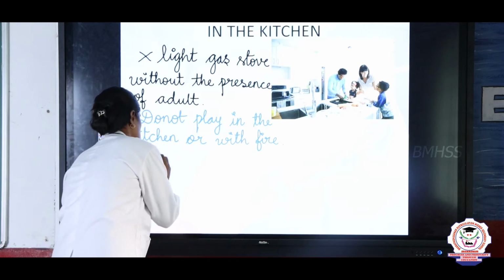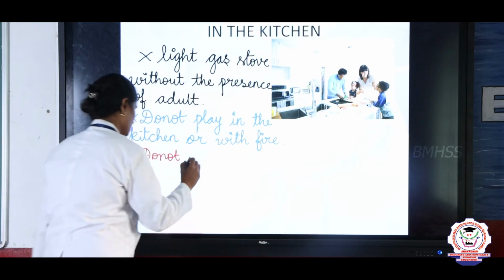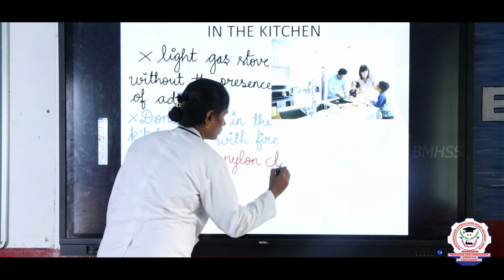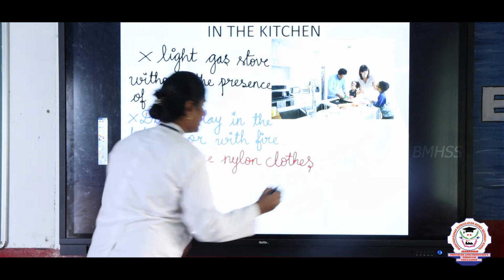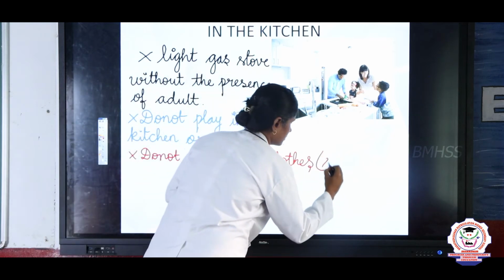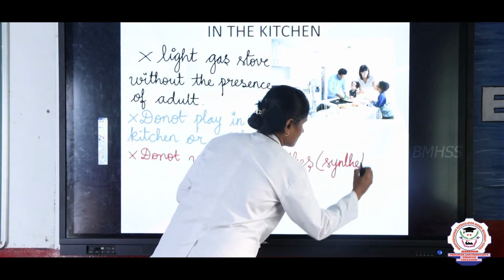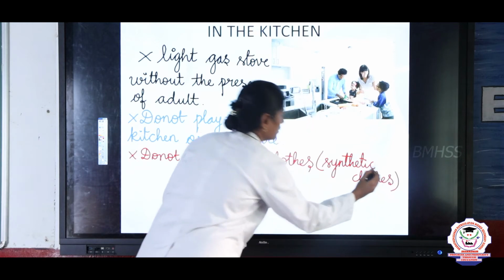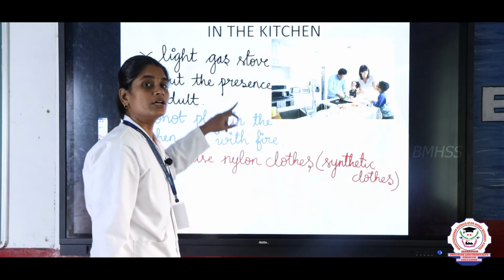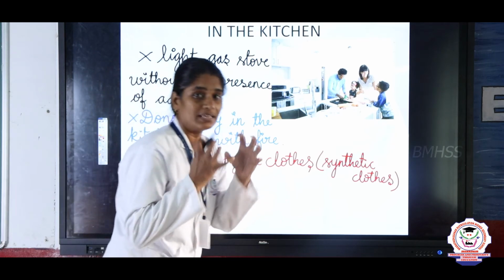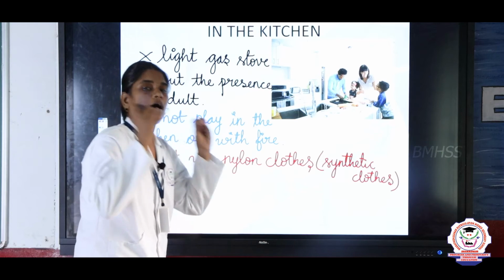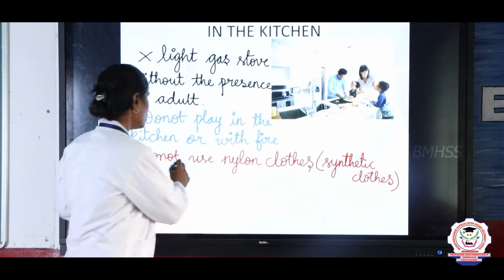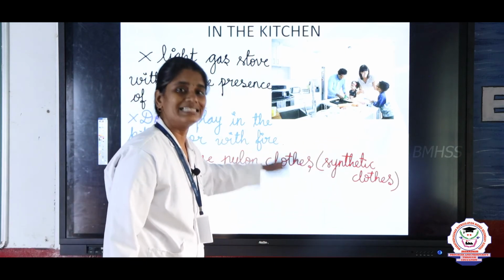So, the next thing, do not use nylon clothes, or synthetic clothes, because these synthetic clothes like nylon and polyester are man-made fibers and they catch fire easily. So, always use cotton clothes when you are in the kitchen. You should not wear nylon or synthetic clothes inside the kitchen, right.